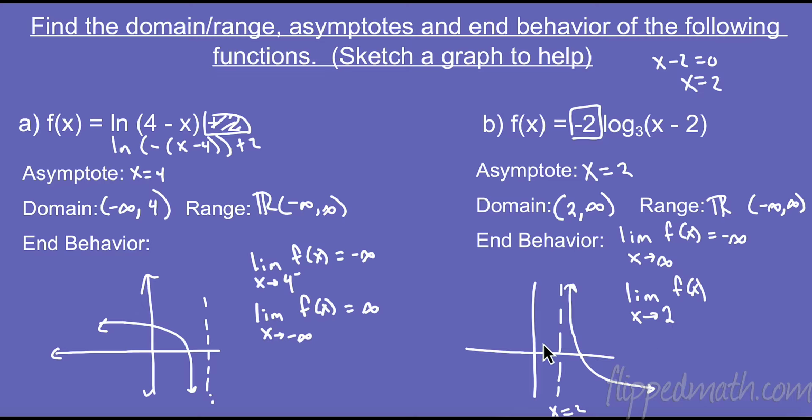Now, I'm not coming from the left this time. I'm coming from the right. I'm coming from the positive numbers, so we're going to have that. So the limit as I come from the positive numbers, my y values go to the sky, to infinity.